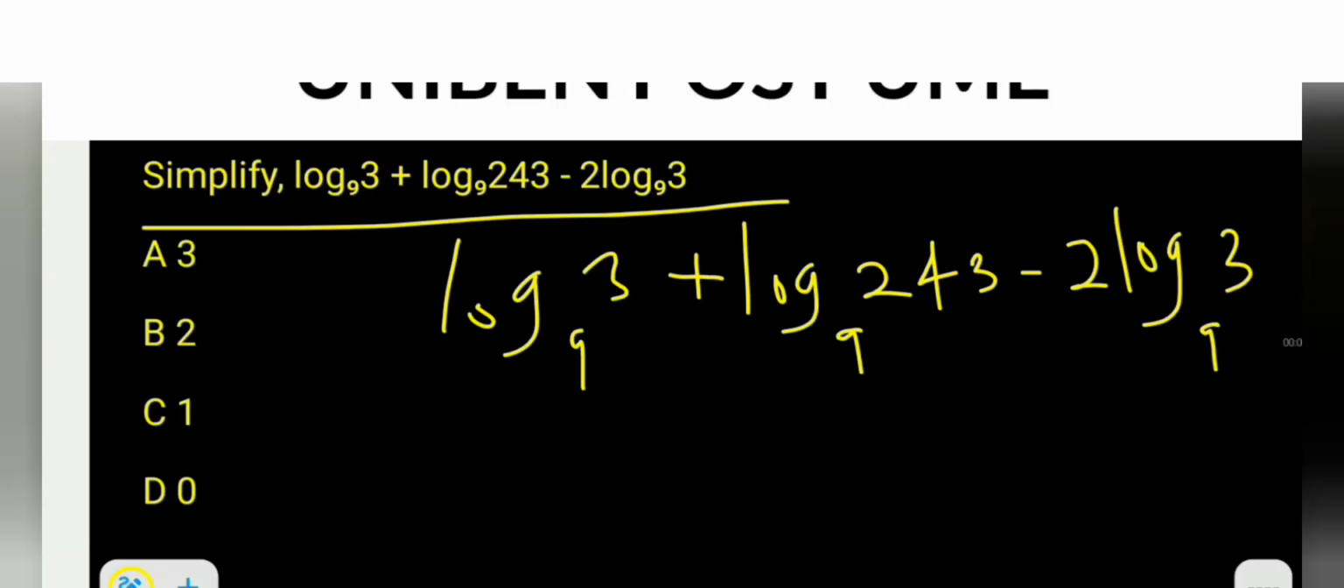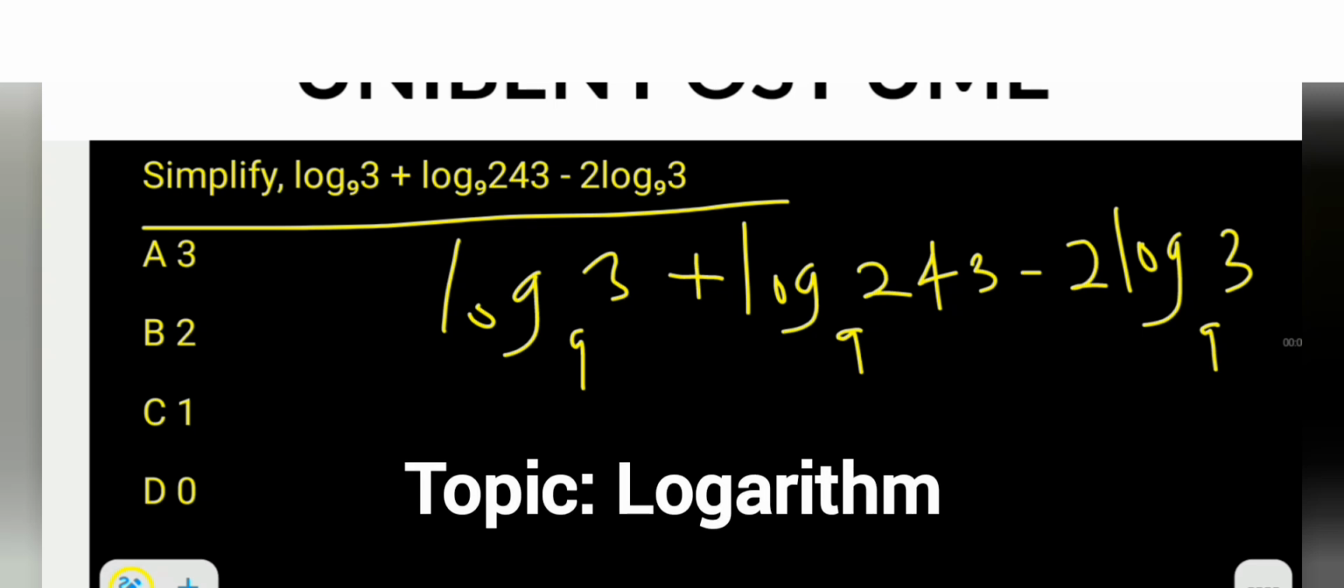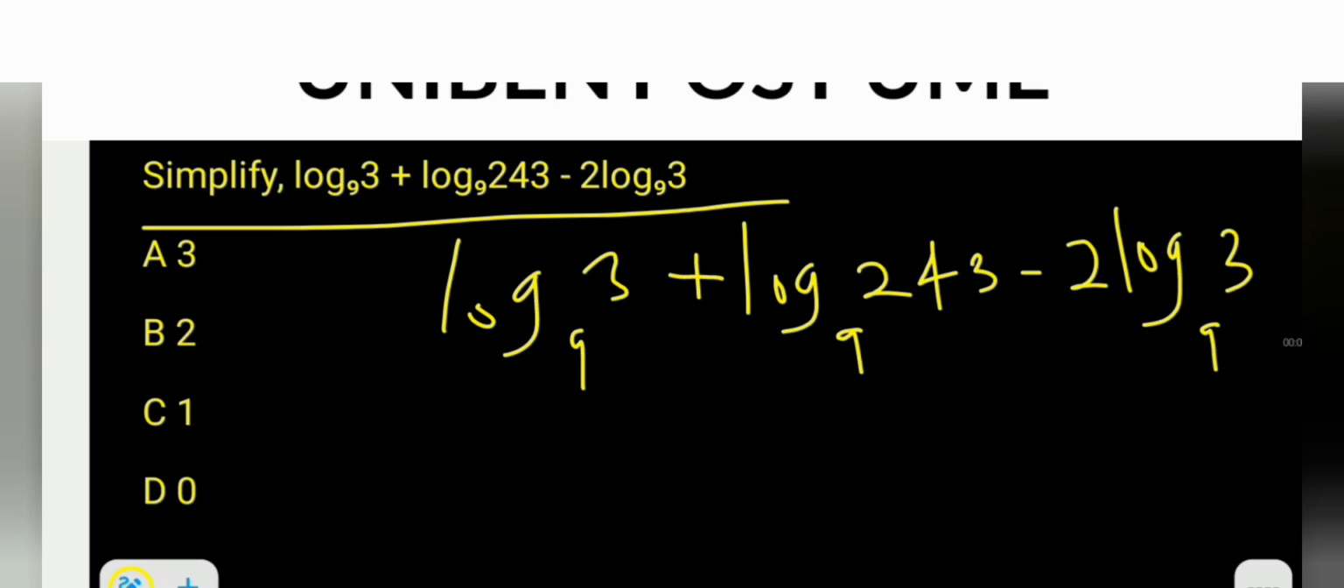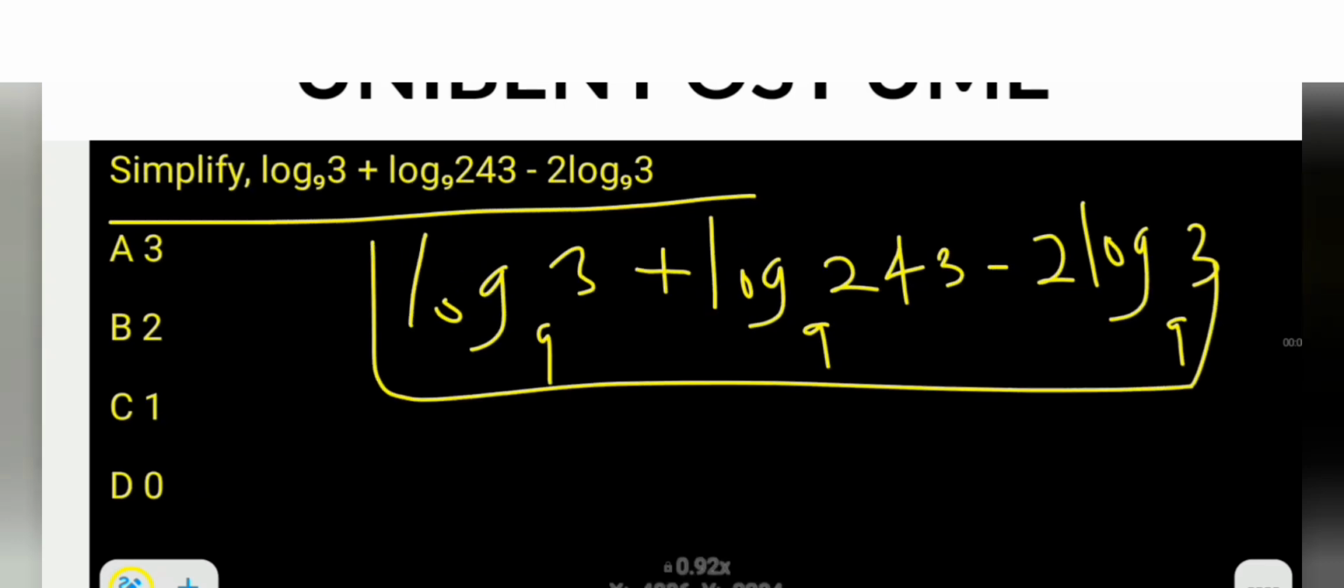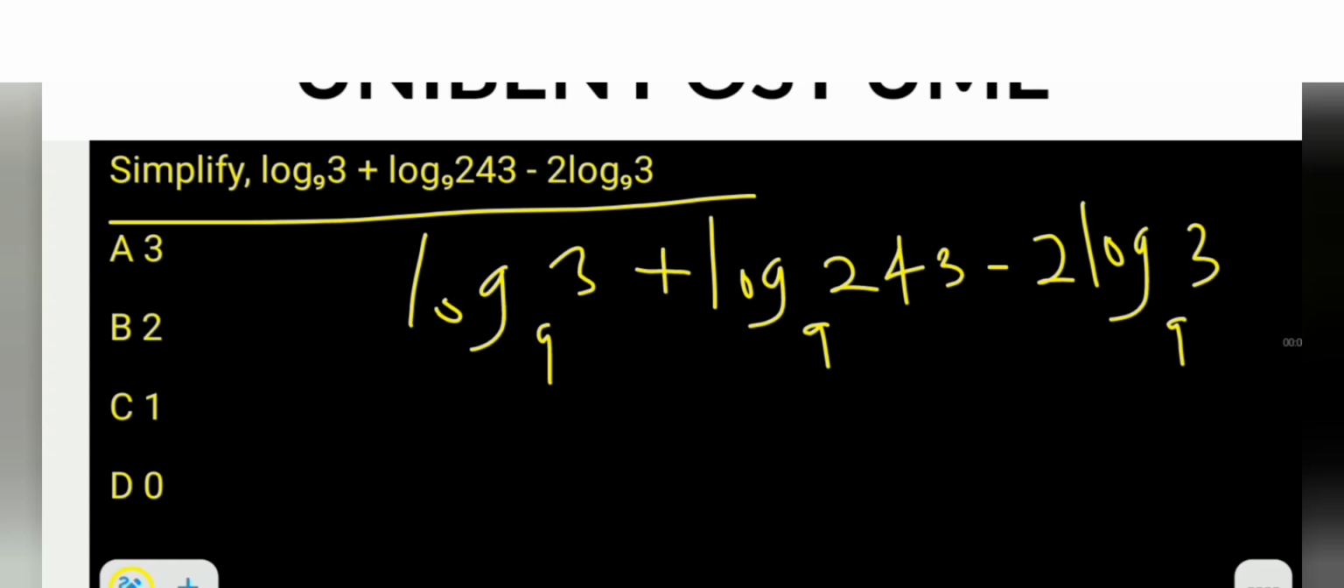Log 9 of 3 plus log 9 of 243 minus 2 log 3 to base 9. So it's a very straightforward question. So the first thing to do, I've already written it out here for you guys to make it easy for you. Then the next thing is to break this down using the laws of logarithm. So in logarithm, plus means times. Okay, then you write this like this.